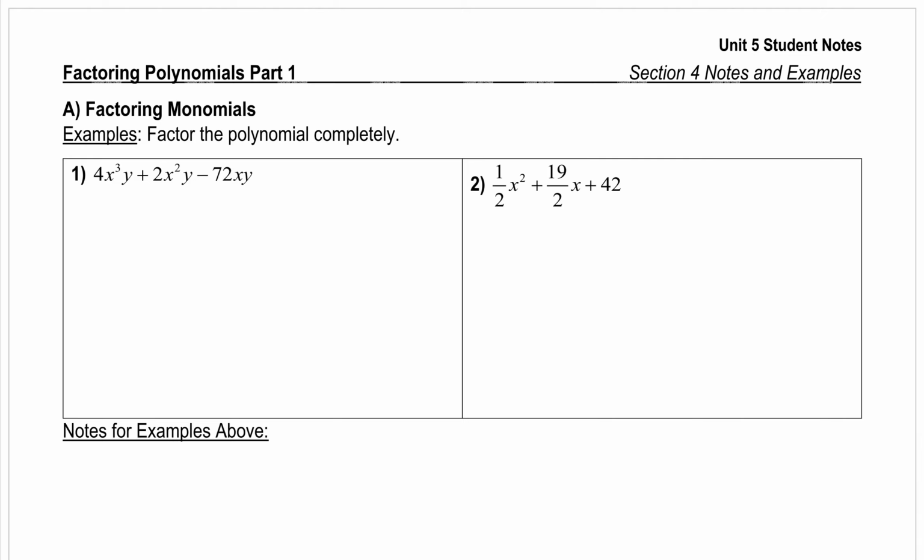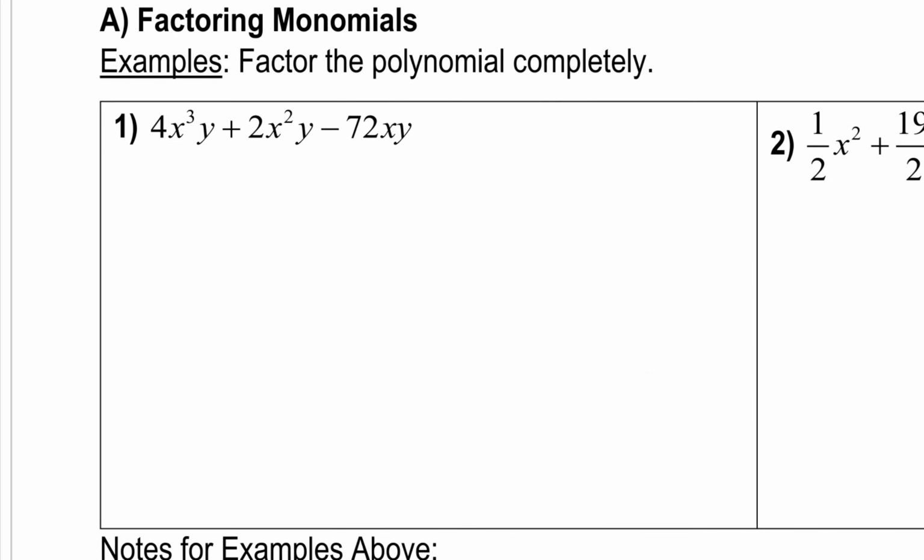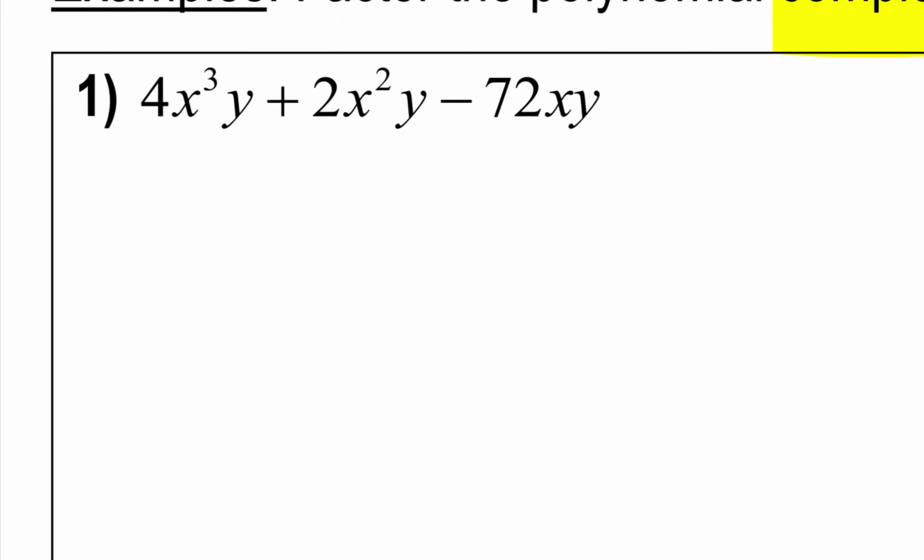Alright, so this is Unit 5, Section 4, Factoring Polynomials, Part 1. That should let you know there's a Part 2 coming up. That's the next one. So, Part 1, let's start off with some easy ones. Factoring monomials. Mono meaning one. So we're only going to take out one term from the whole expression, then factor from there. Because notice it does say to factor completely. So, we will first factor out a monomial, one thing, and then we will factor from there.